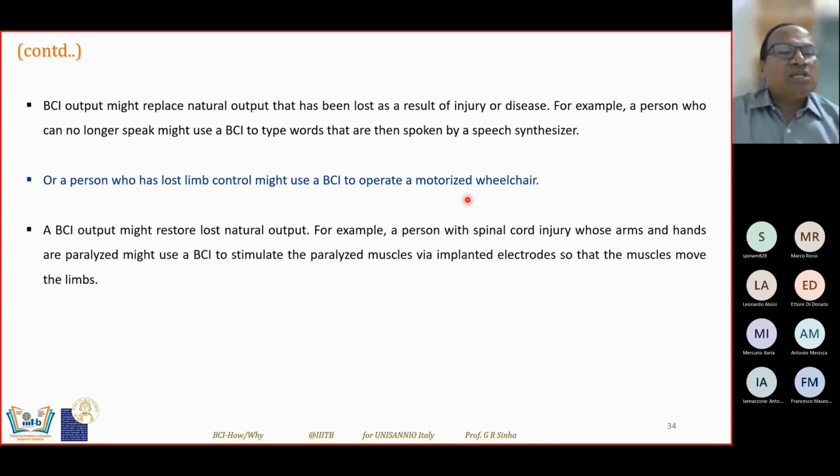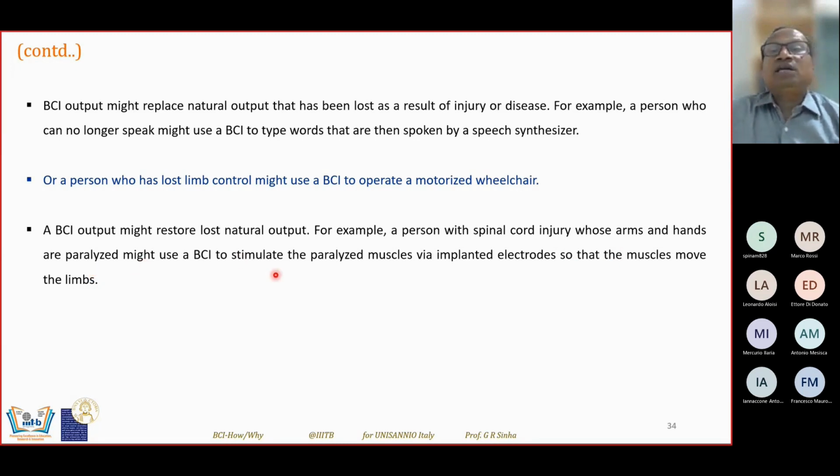A BCI output might also restore lost natural output. For example, a person with a spinal cord injury. If you remember, I was telling you that spinal cord injury is also treated with the help of BCI. So there is a spinal cord injury where arms and hands are paralyzed. You can understand how bad the spinal cord injury is, as it has affected arm and hand movement, which have become paralyzed.